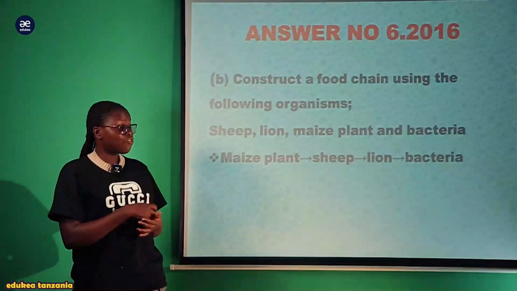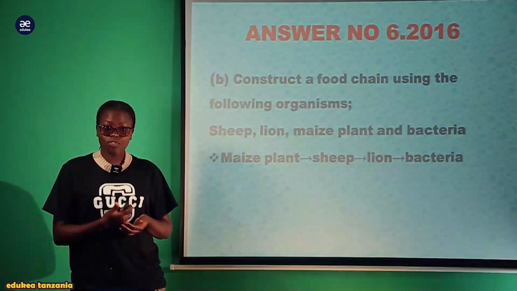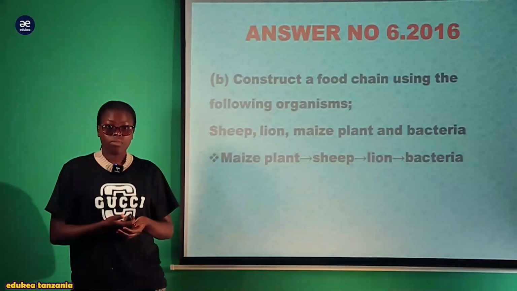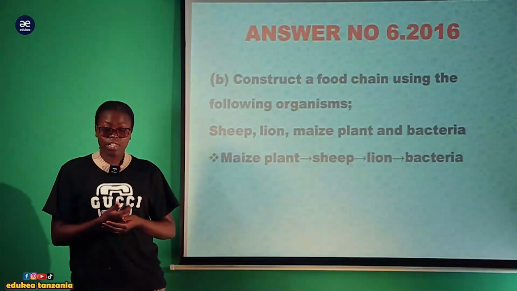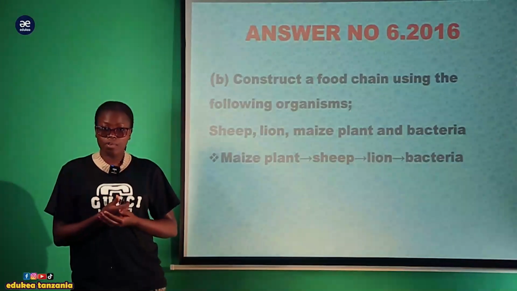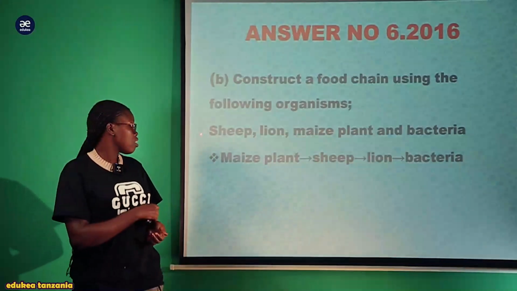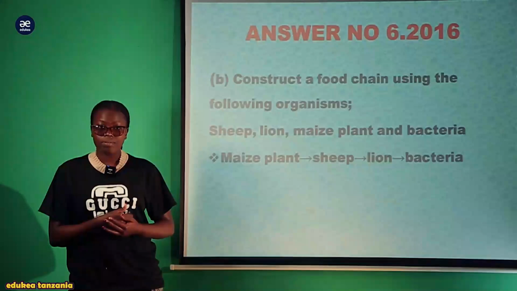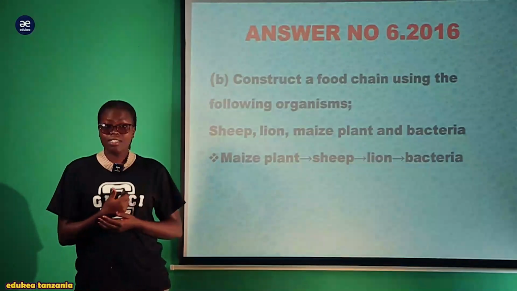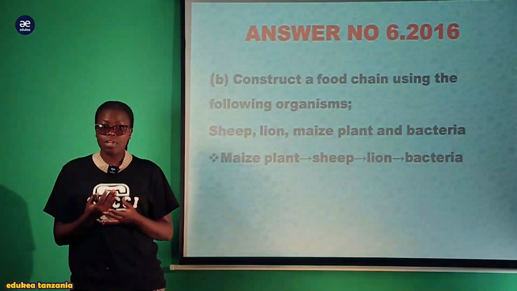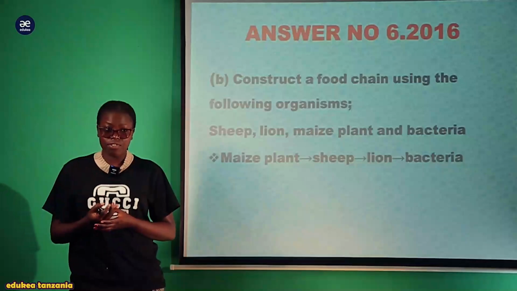Here, for example, you have been given the sheep. Which kind of food do sheep feed on? Sheep are a kind of cattle, these are herbivores, they tend to feed on plant material. So the sheep will be the primary consumer. The lion, simba anakula nyama, so atakuwepo ni secondary consumer since ni carnivore.